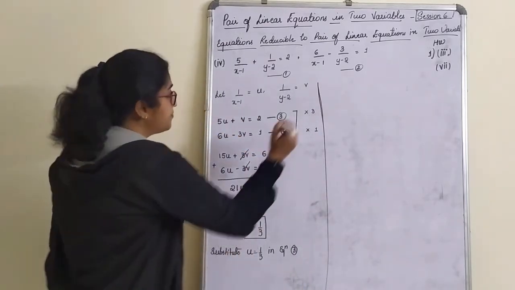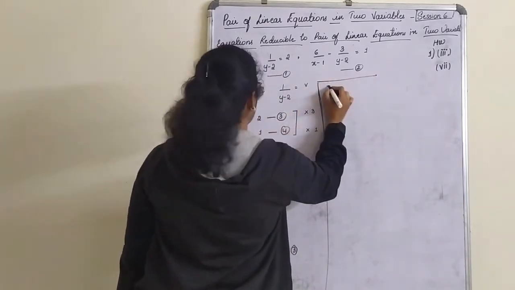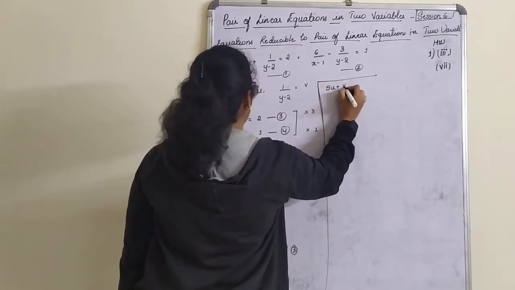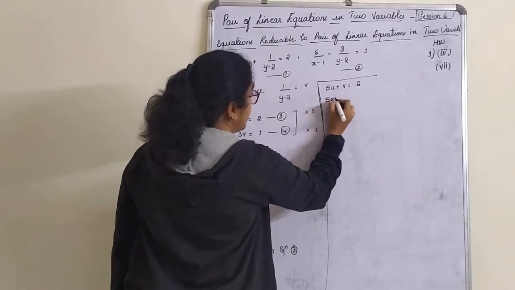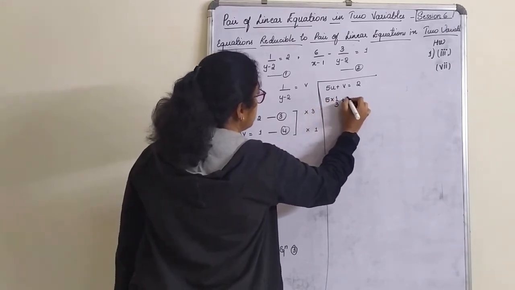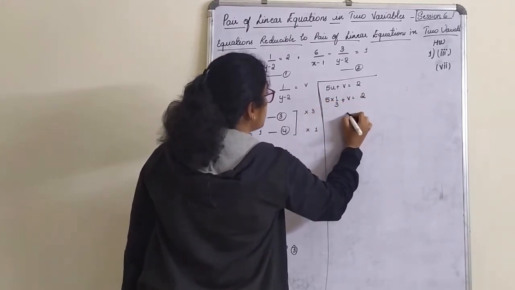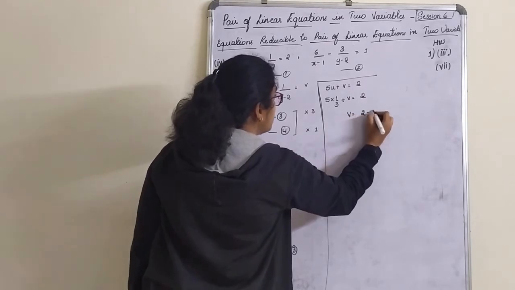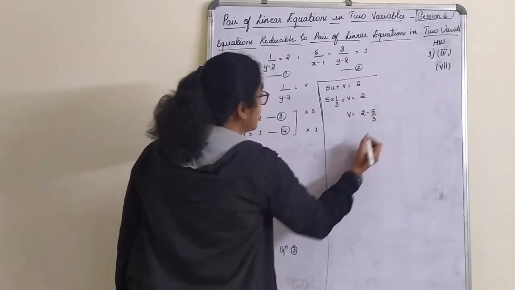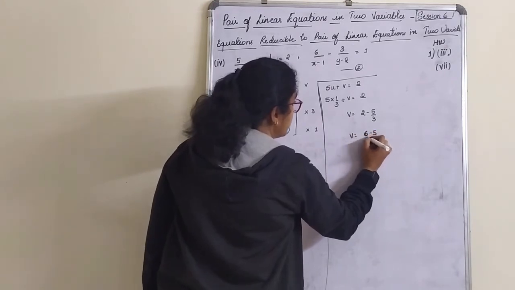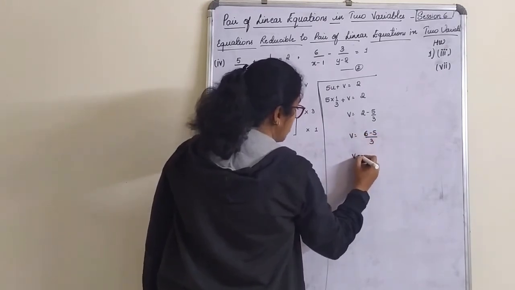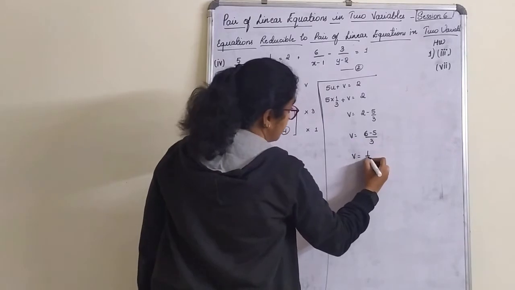Okay, we'll do it here. 5u plus v is equal to 2. 5 into 1 by 3 plus v is equal to 2. v is equal to 2 minus 5 by 3. If you take LCM, v is equal to 6 minus 5 by 3. v is also equal to 1 by 3.